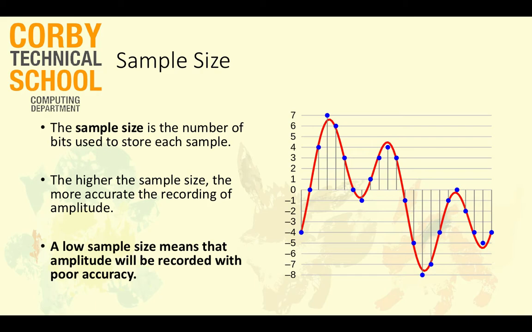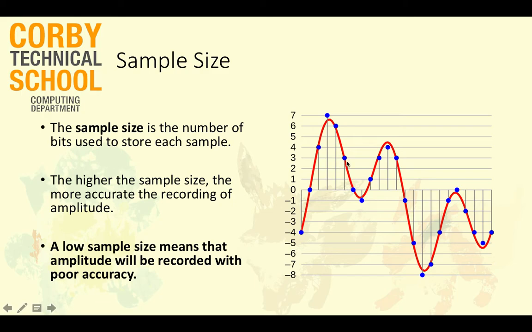The sample size is the number of bits used to store every sample. You could record sound by using 8 bits for every sample, so each one of these blue dots would be represented by an 8-bit binary number if that was the case. CD quality sound is recorded at 16 bits, which means that every one of these blue dots would be represented by a 16-bit number. The higher the sample size, the more accurate the representation of the wave.